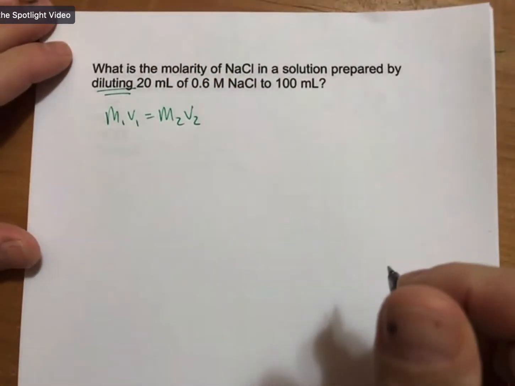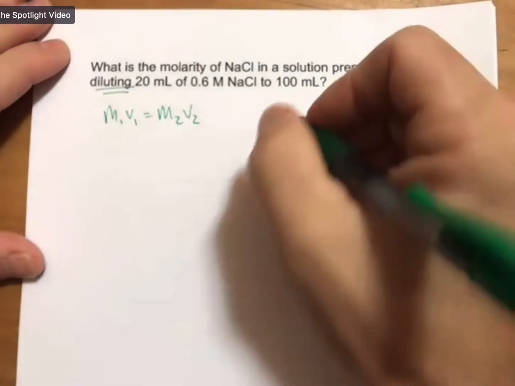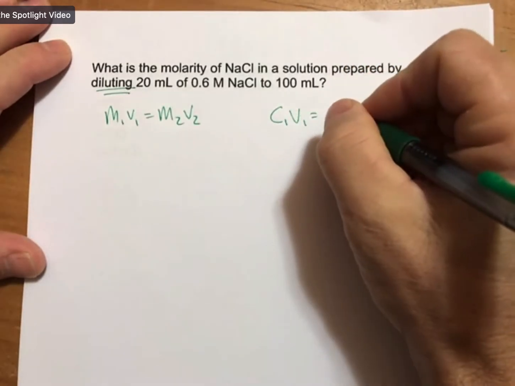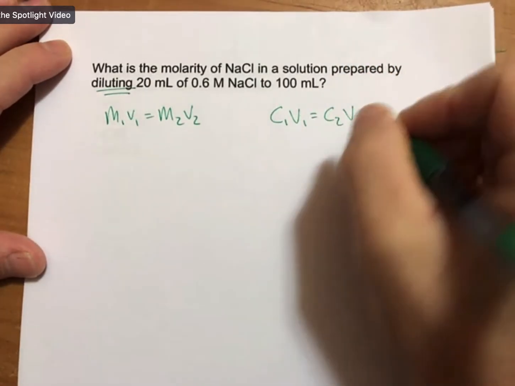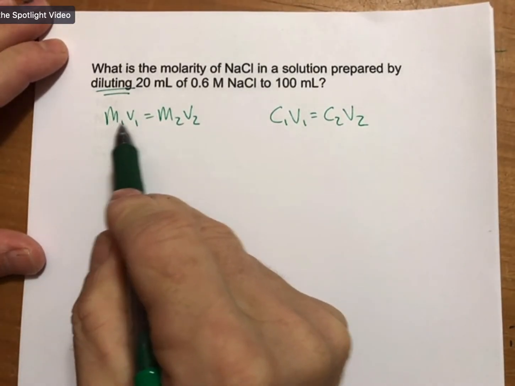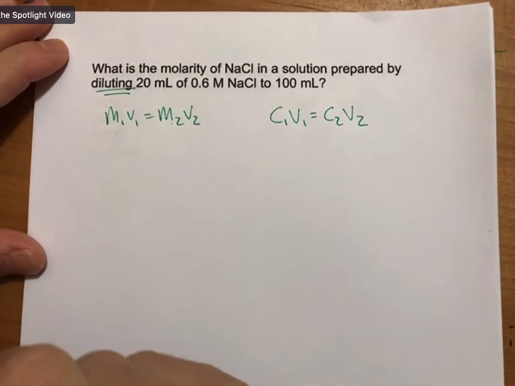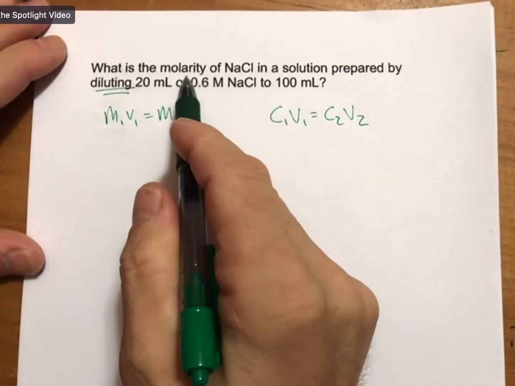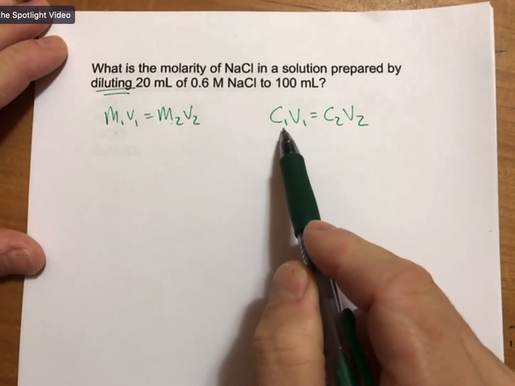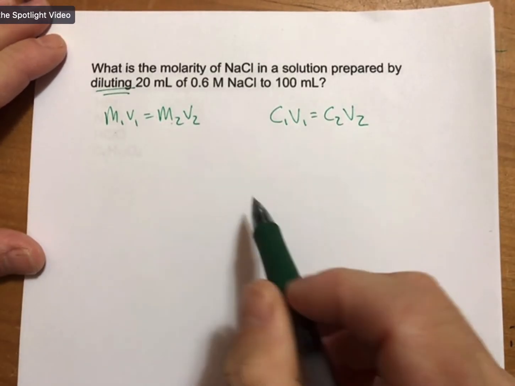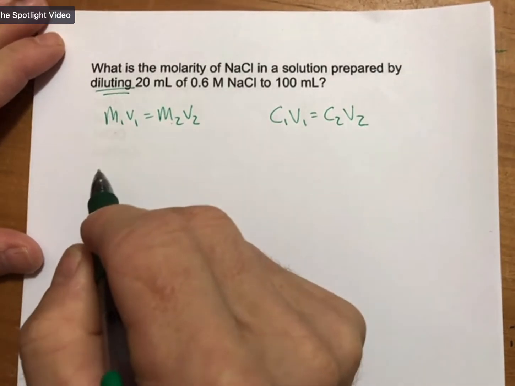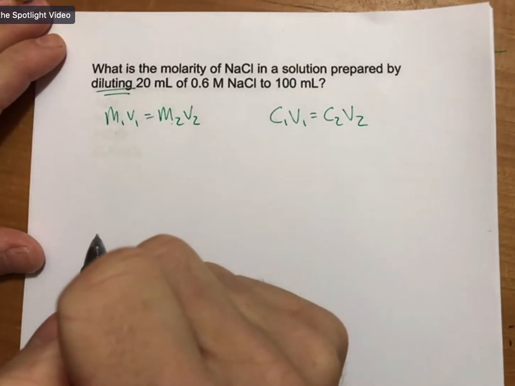The dilution formula, which is something you are likely familiar with at this point, can be written as M1V1 equals M2V2, or C1V1 equals C2V2. The difference between these is that the Ms stand specifically for molarity, which is what we're working for in this problem, and the C stands more broadly for concentration. Okay. I prefer in chemistry the M1V1 equals M2V2.